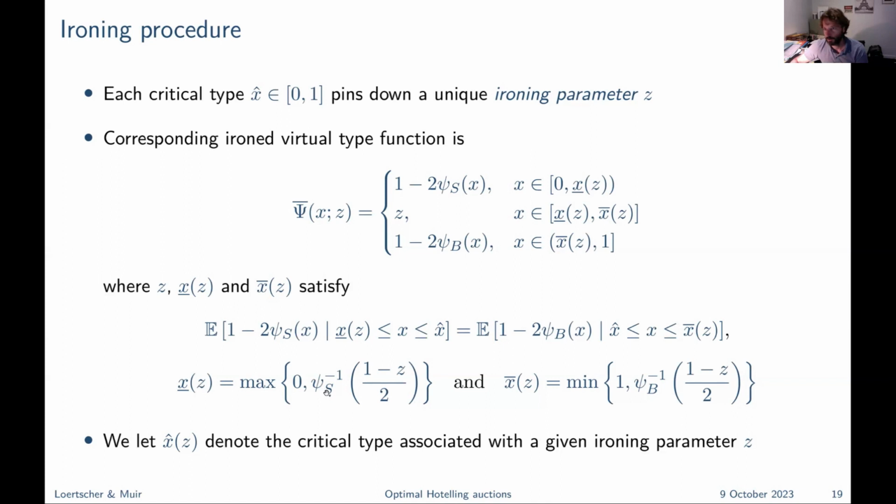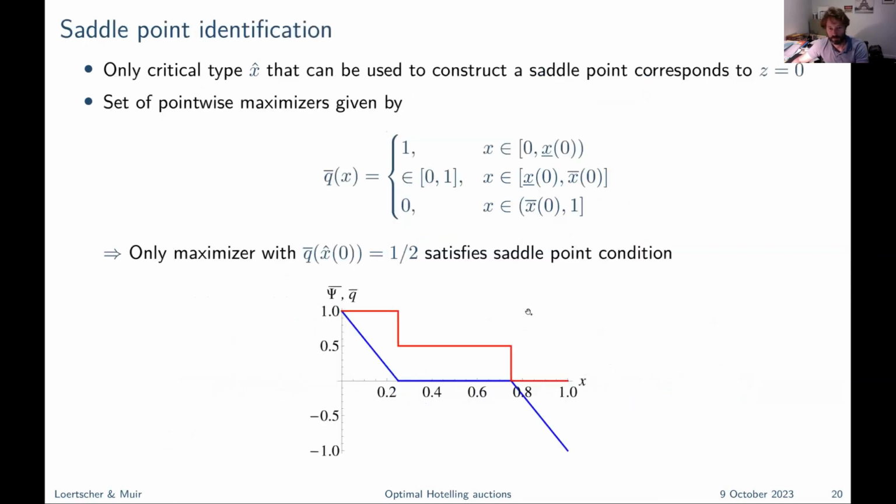This is where you see that the regularity assumption is going to be useful here, because we can just simply take the inverses. So X lower bar of Z is equal to this here, and X upper bar of Z is equal to this here. And so X hat of Z is the critical type associated with a given ironing parameter Z. So this is the ironing procedure.